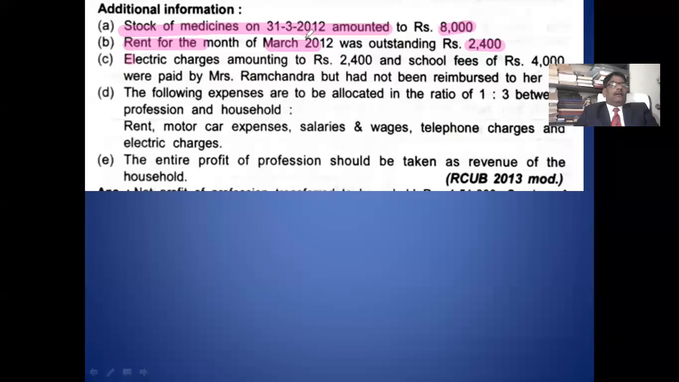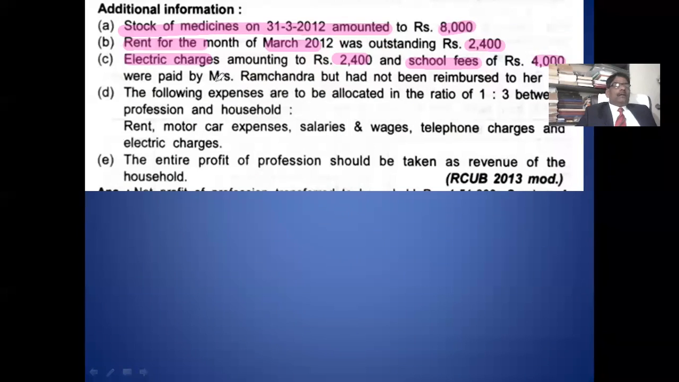Okay. Then electric charges amounting to 2,400 and school fee 4,000 were paid by Mrs. Ramachandra, not yet reimbursed to her. Not yet reimbursed means these are outstanding expenses. So these expenses you take in the respective account. Electricity charges may relate to household as well as profession. But the school fee is not related to profession. School fee is totally connected with household. So you take this school fee in the income and expenditure debit side.